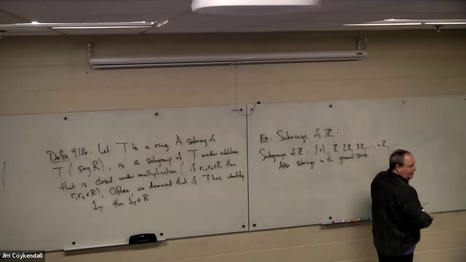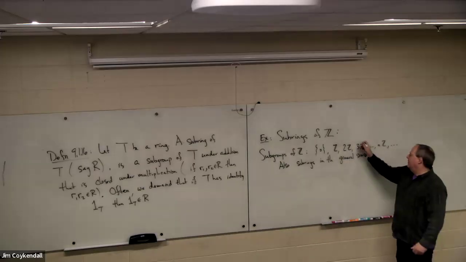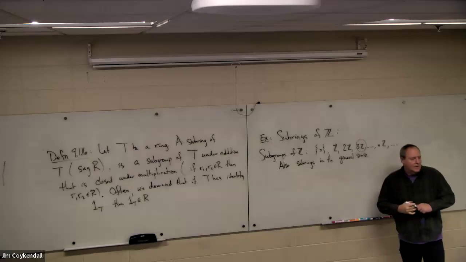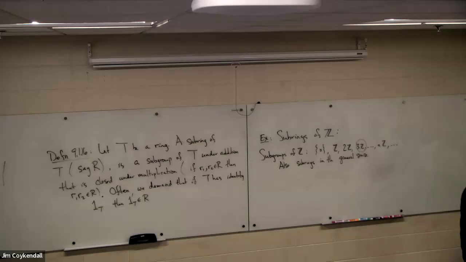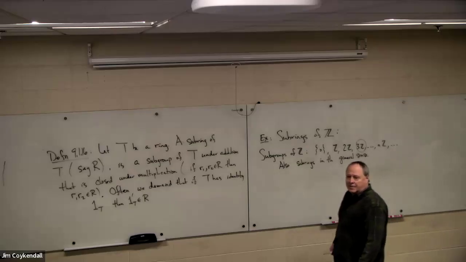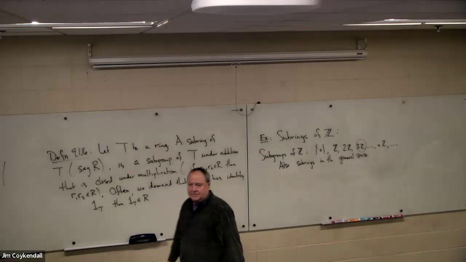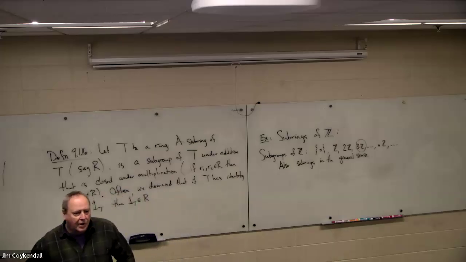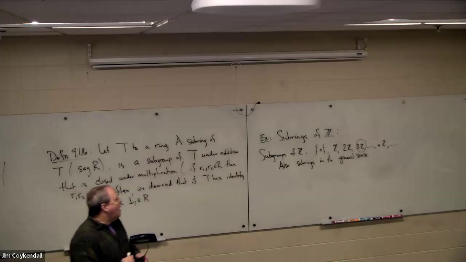In the general sense, right? So for example, take 3Z. What happens if I take two multiples of 3 and multiply them? Is it still a multiple of 3? Sure it is, right? So this is closed under multiplication. These are all subrings.